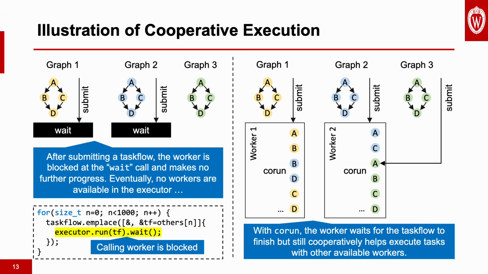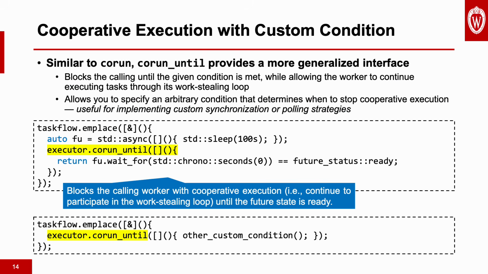So, it is very important to understand the difference between non-cooperative execution and cooperative execution, and use them correctly in your application. Basically, non-cooperative execution can block workers and cause deadlock, while cooperative execution lets the worker continue processing tasks while waiting. You can perform cooperative execution with a custom condition. Similar to co-run, the function co-run-until provides a more generalized interface that blocks the calling worker until the given condition is met, while allowing the worker to continue running tasks through its work-stealing loop.